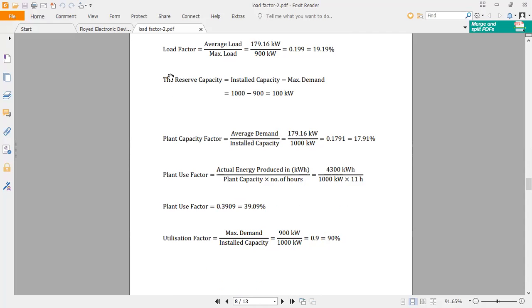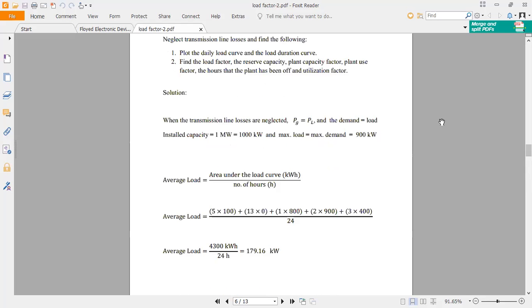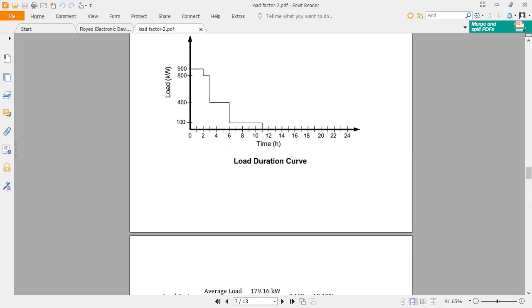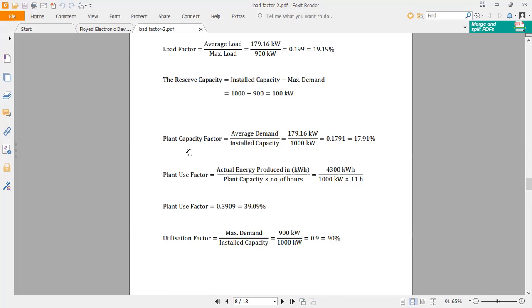Up till now, if you have any kind of query, please feel free to discuss. We are discussing assignment 2's question number 1 and part B here. Where is part A? This is part A. Which one is part B? Part B starts from this page, page 8. Okay, from the load factor, part B starts.